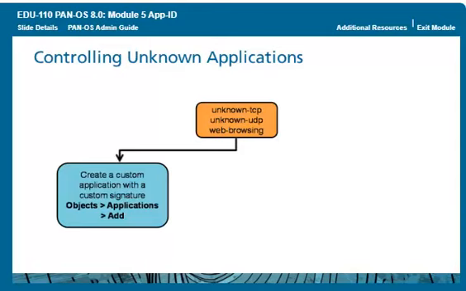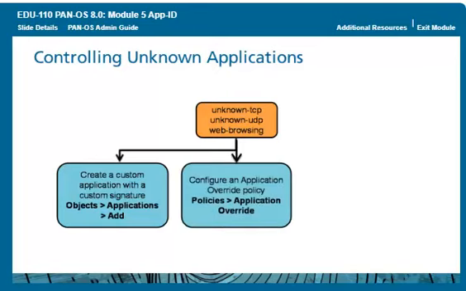Lastly, use the custom application in a security, QoS, or PBF policy rule, just like applications identified in the Palo Alto Networks App-ID database. Your second choice is to configure an application override policy rule. For example, if you need to control a custom application, an application override policy rule can be used to identify traffic for that application based on its source zone and IP address, its destination zone and IP address, and its port and protocol.